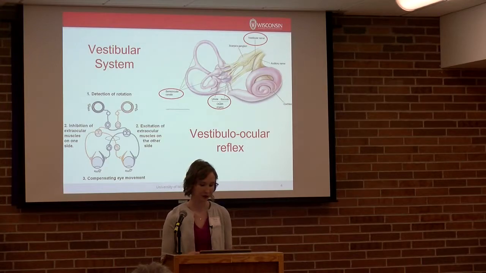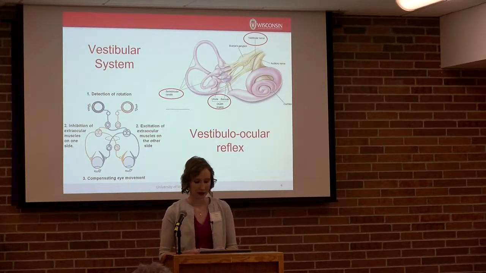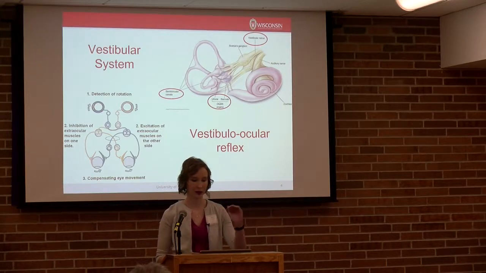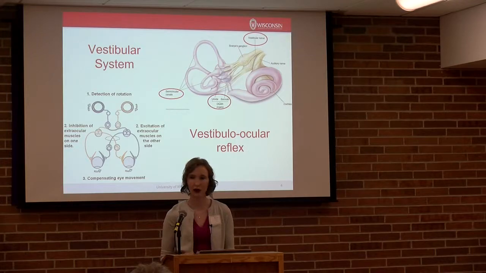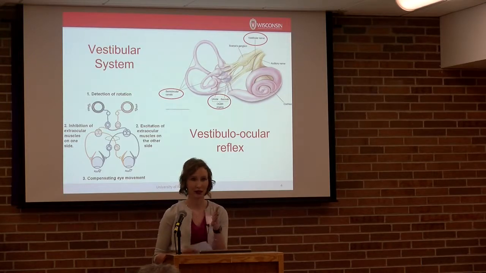Then the vestibular ocular reflex is connected to the vestibular system, and that is shown with the circles in the back would be the semicircular canals. This keeps vision steady while our head is in motion. So thinking about jogging, your world isn't bouncing around. You can fixate on a tree as your body is moving.